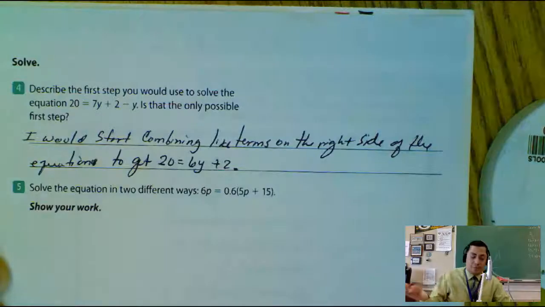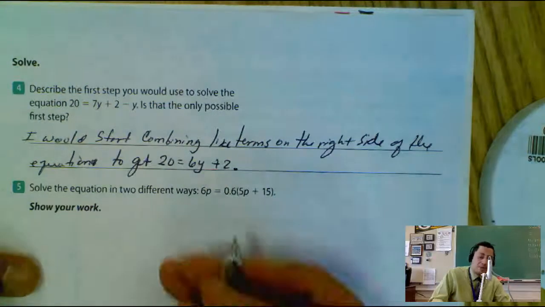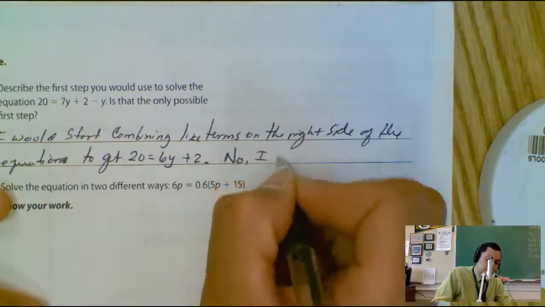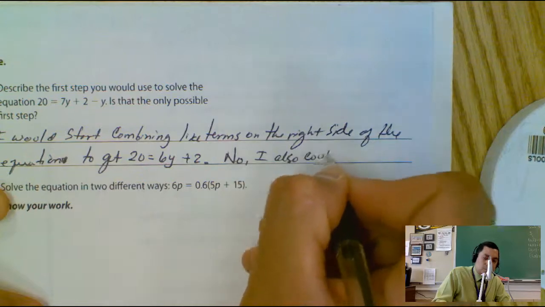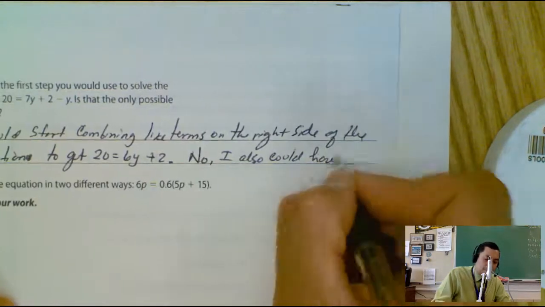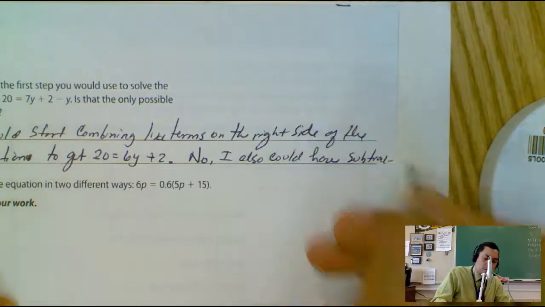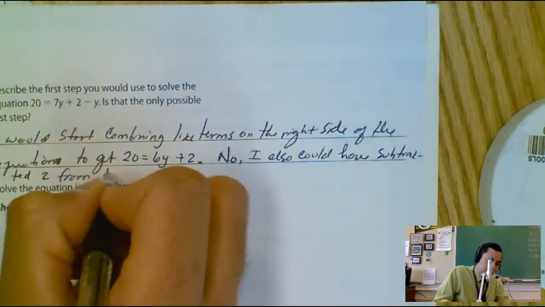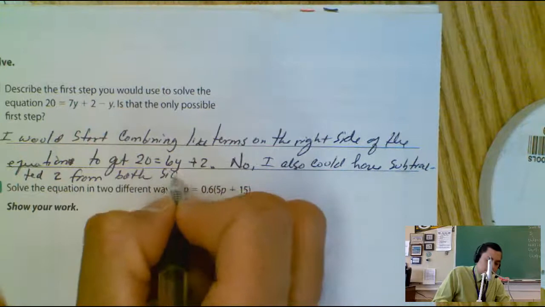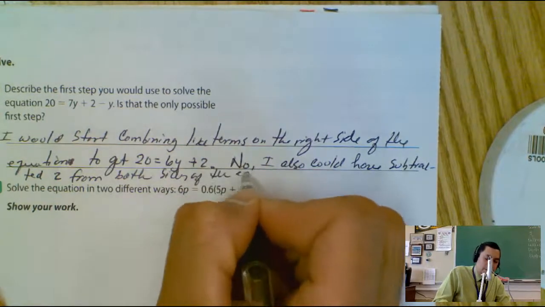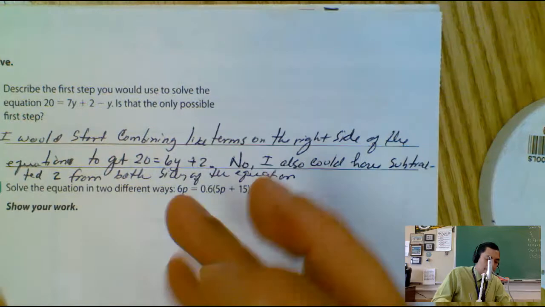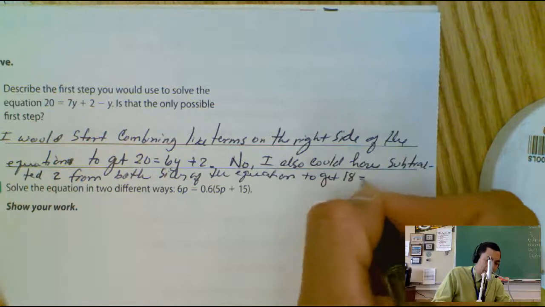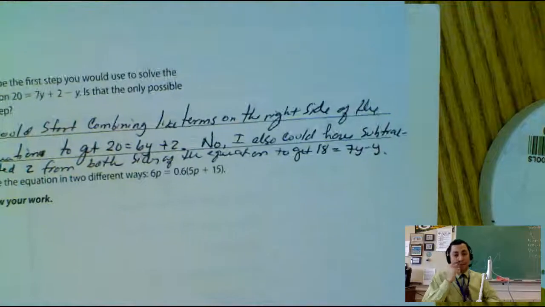And then, what is the second question? Is that the only possible first step? No. I also could have subtracted 2 from both sides of the equation to get 18 equals 7y minus y. You will get that one, okay?